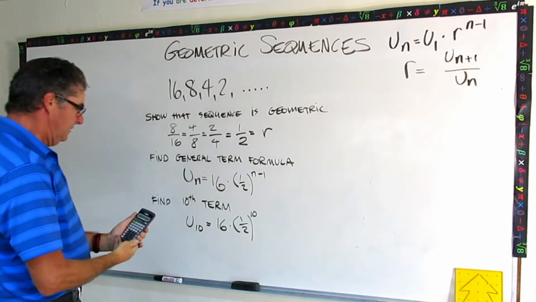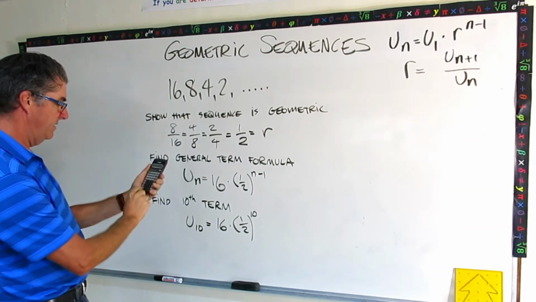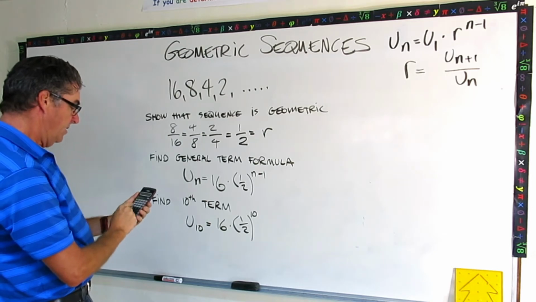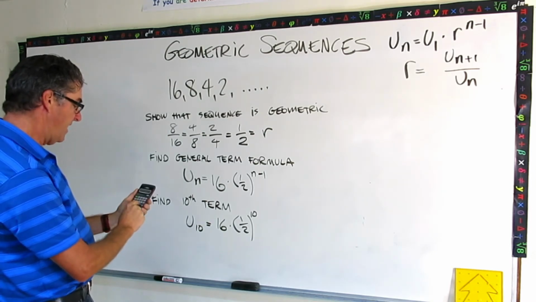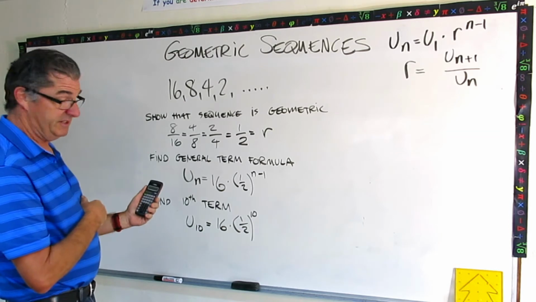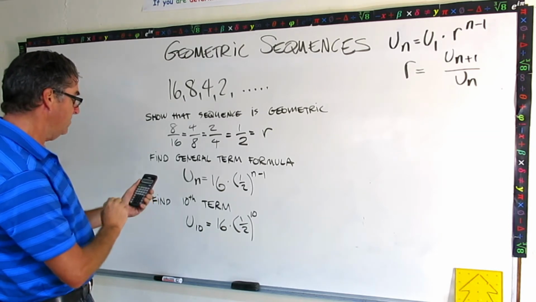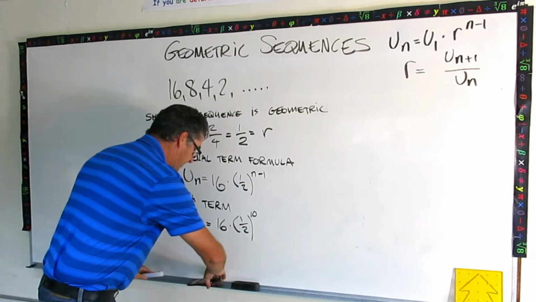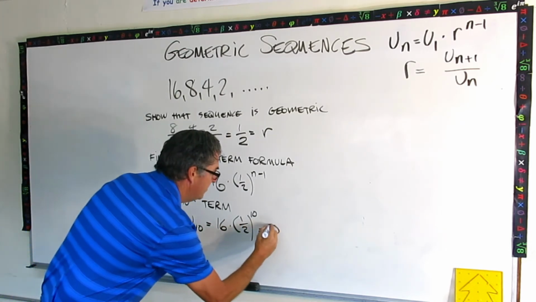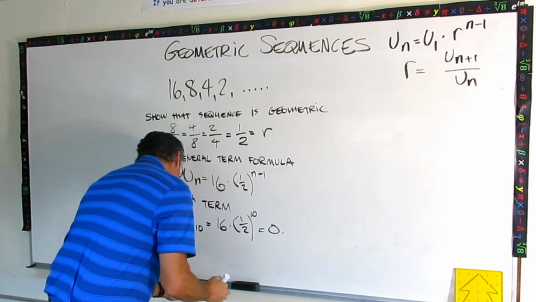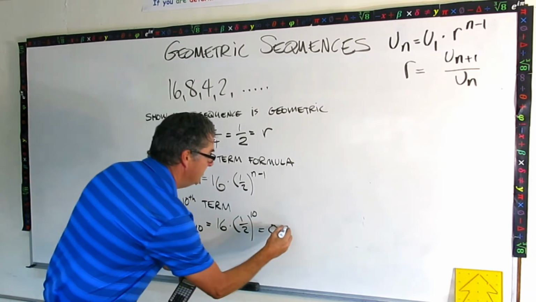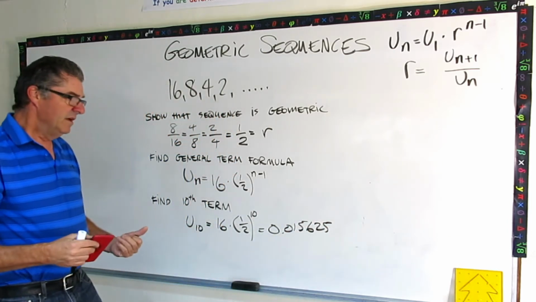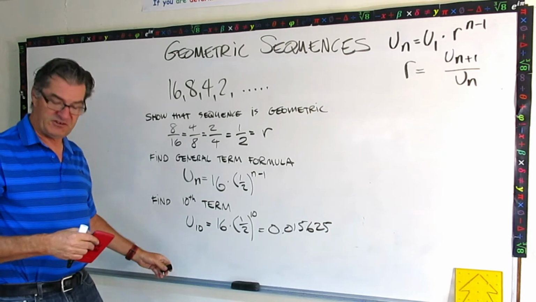Do that. 16 times, now I'm going to put parentheses around 1/2 to the 10th. That's a pretty tiny little number. Equals, I get 0.15625.